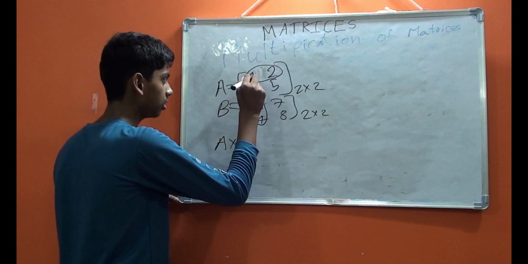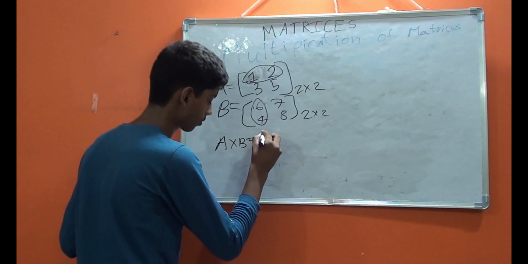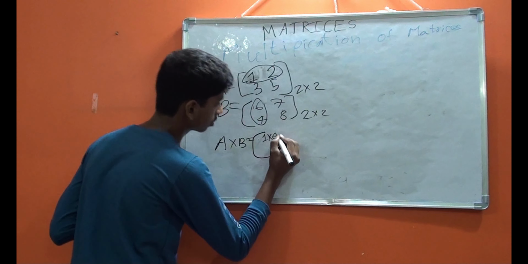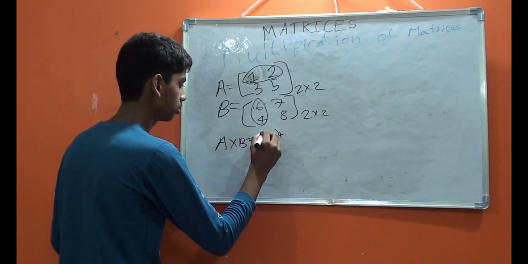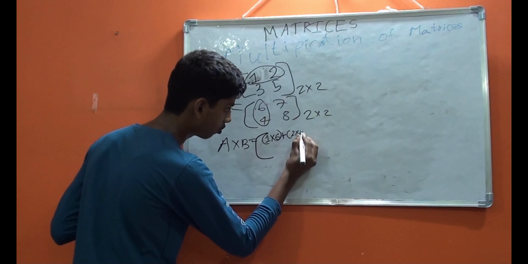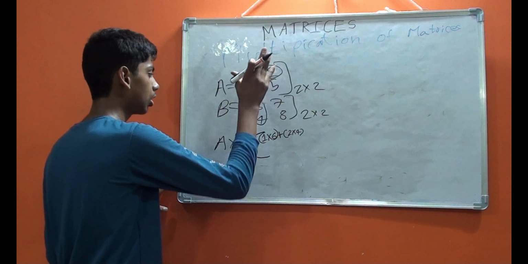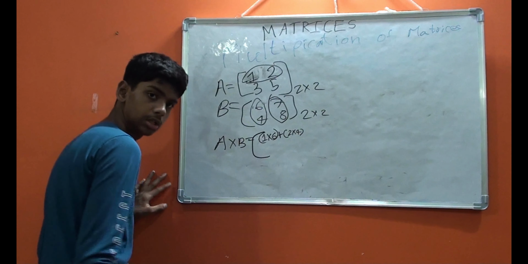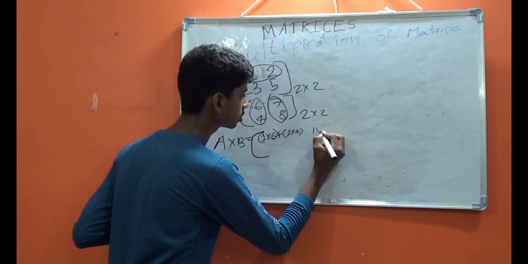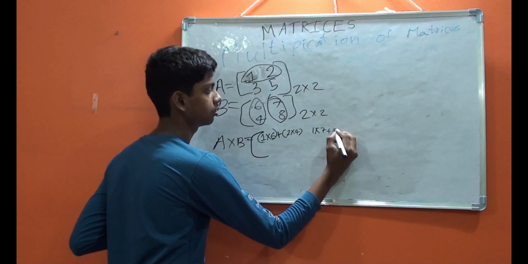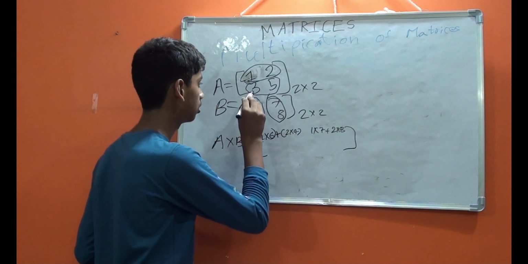So we multiply this first element with this one. So we write it as 1 into 6. Now this and this. So we have to add both, so this equals 2 into 4. Now we have to take the first row and multiply it with the second column of matrix B. So this equals 1 into 7 plus 2 into 8. Similarly, we do the same process with the second row.